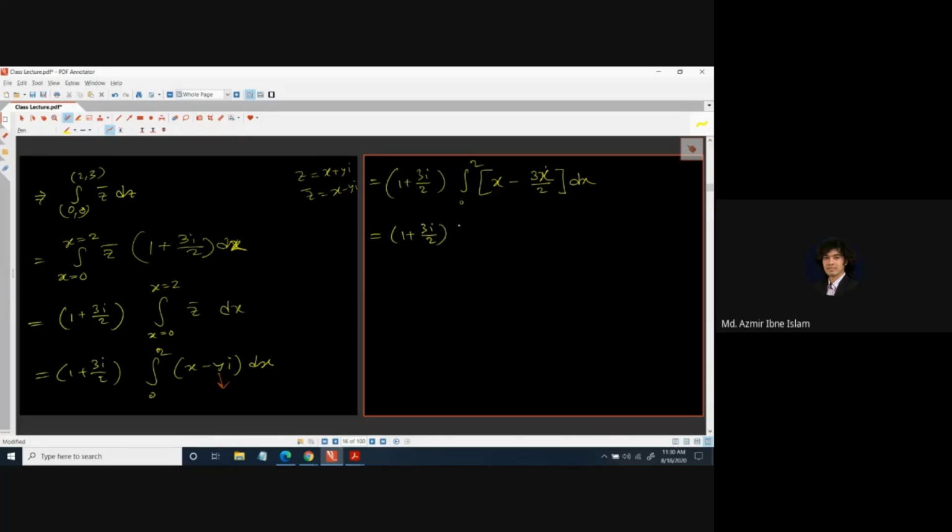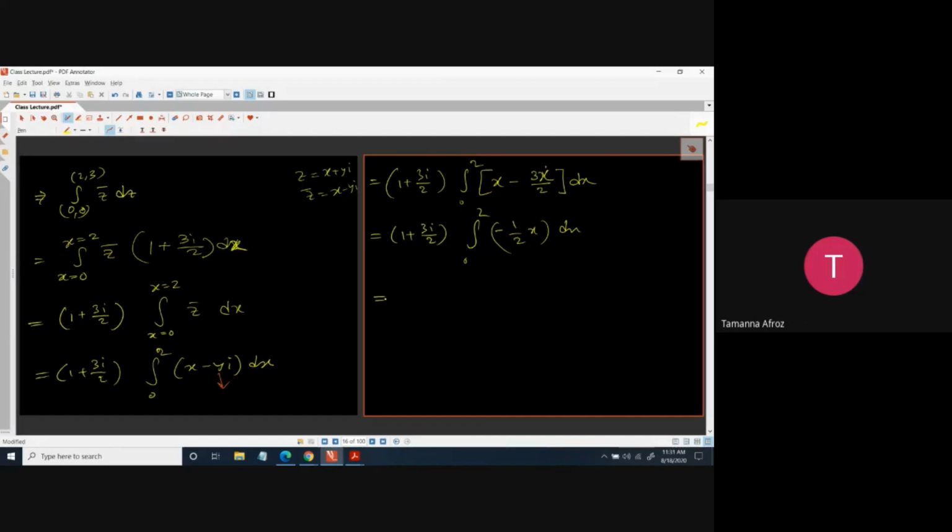Now we can integrate. So integration of x squared by 2. 3/2 is constant, so at first write this one. Integration of x again is x squared by 2. Or we can also simplify this previously, so that if we subtract x with negative 3x/2, then it will be 0 to 2 of negative 1/2 x. You can simplify at first. Do you understand my point?